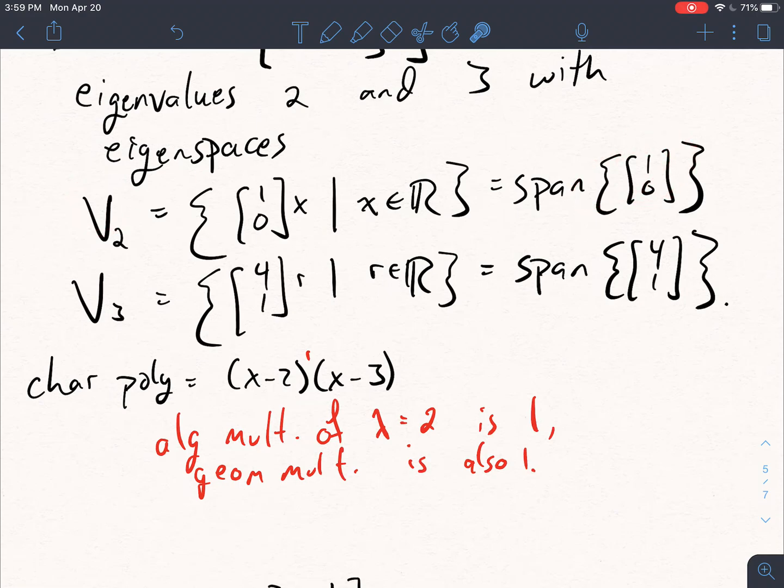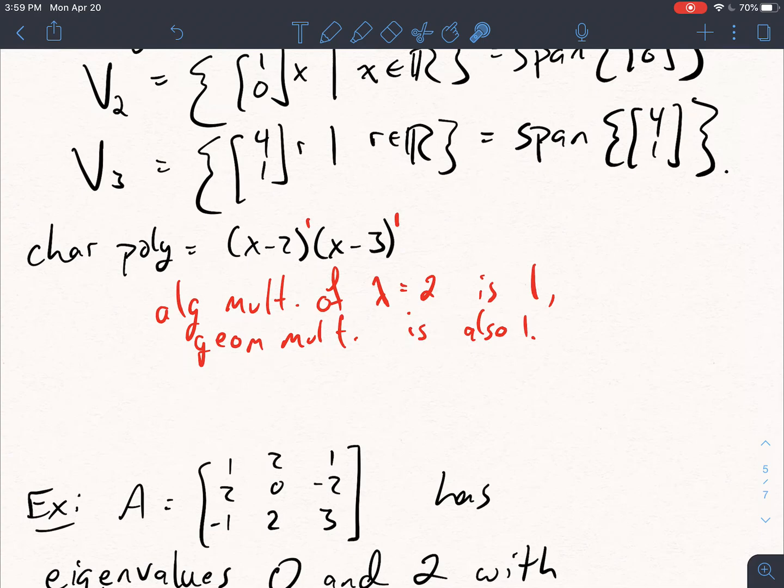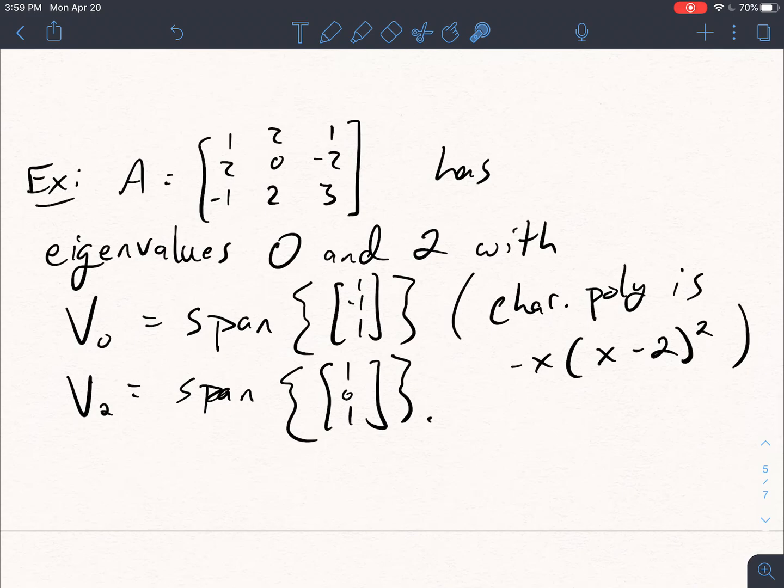And then because the corresponding eigenspace was spanned by one vector, the dimension of V2 was equal to 1, and so 1 is the geometric multiplicity. And then similarly, the algebraic multiplicity of lambda equals 3 is also going to be 1 because we have 1 as the power of x minus 3 right here. And then the geometric multiplicity of lambda equals 3 would also be 1 because the eigenspace is spanned by one eigenvector. Okay, cool.